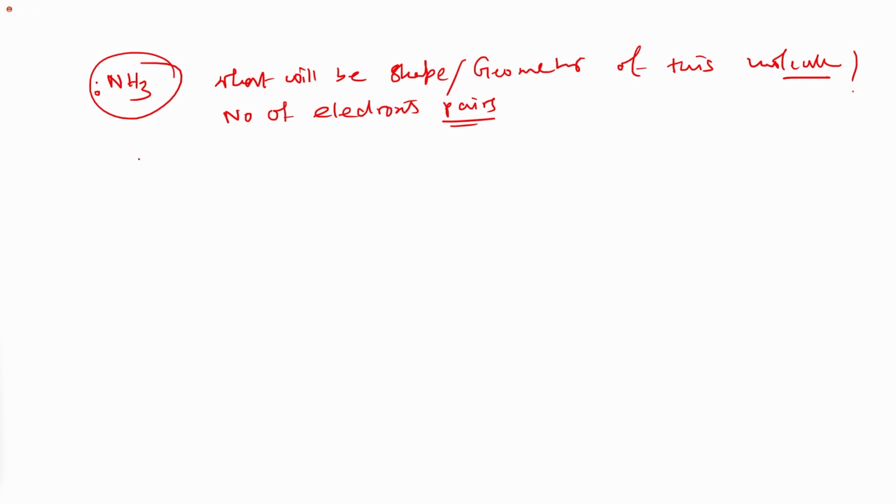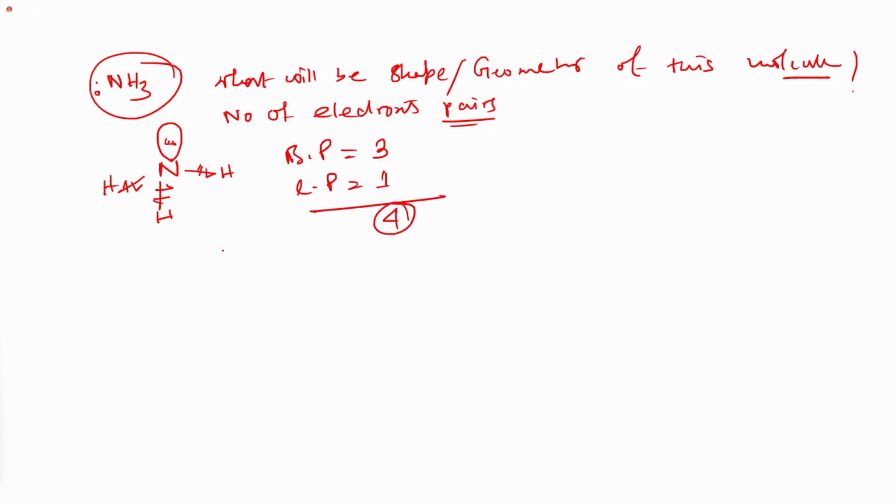So again you go to the Lewis dot structure. So this is the lone pair. Here there will be the 3 N-H bonds, this is the hydrogen, this is the hydrogen. If you clearly see, this is a bonded electron pair, this is a bonded electron pair, this is a bonded electron pair. So the total number of bonded electron pairs is 3, but the lone pair is 1. So total 4.